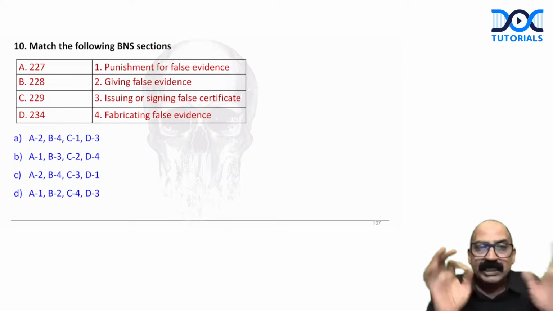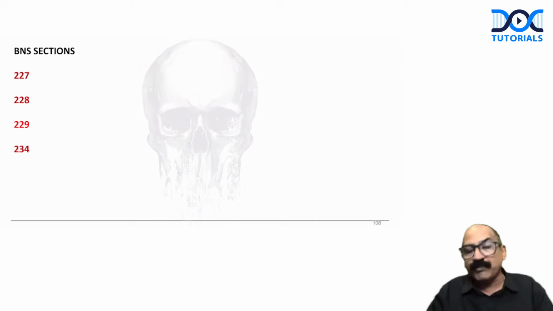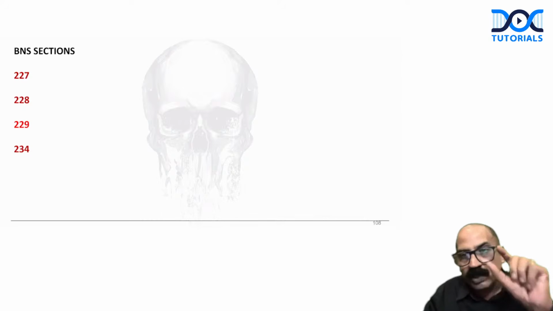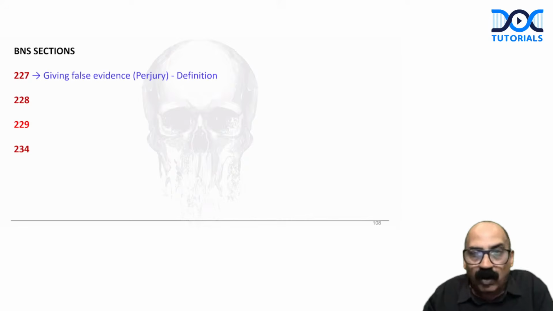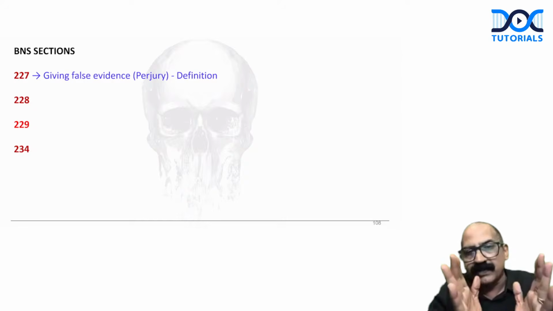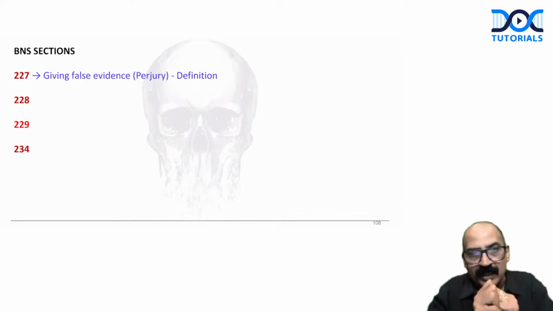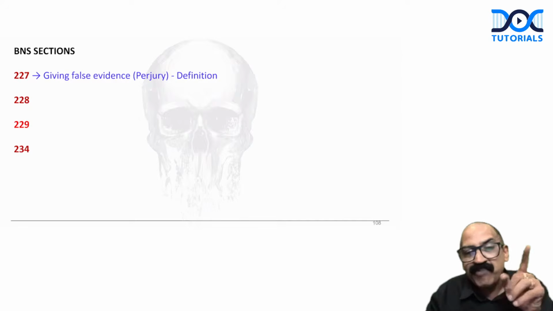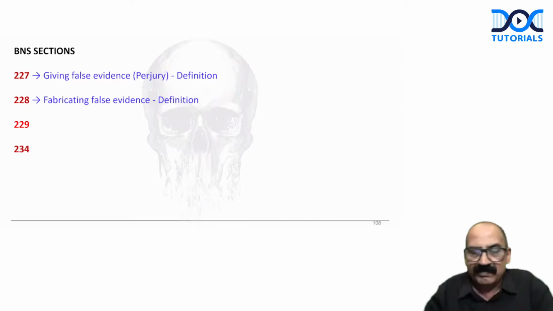Okay. Section 227 defines perjury. That means giving false evidence under oath or solemn affirmation. 227 defines what is giving false evidence, that means what is perjury. 228 defines what do you mean by fabrication of false evidence. Fabricating false evidence definition.